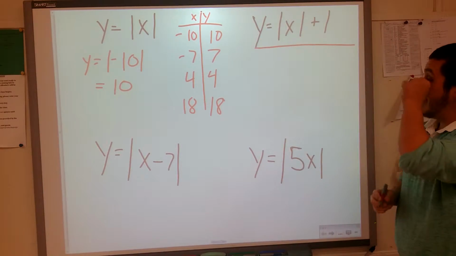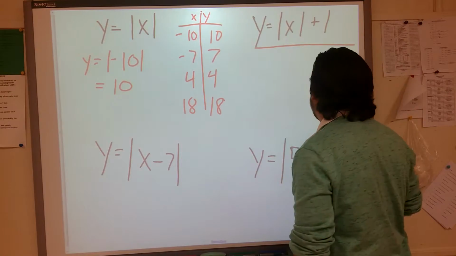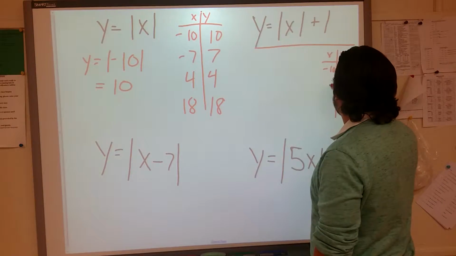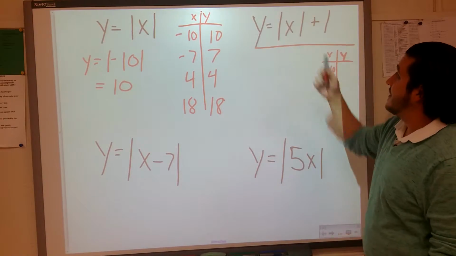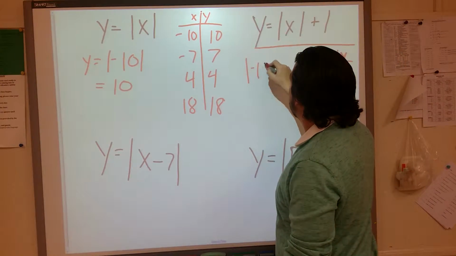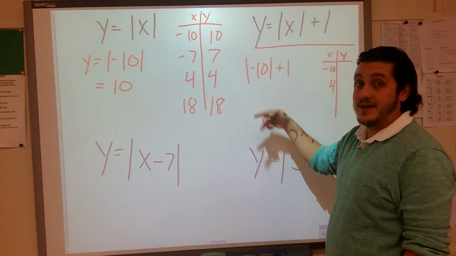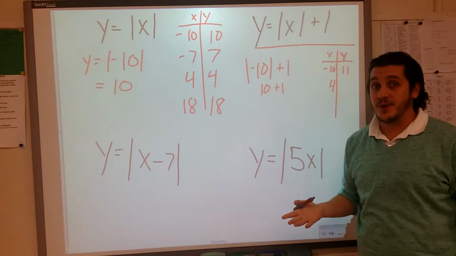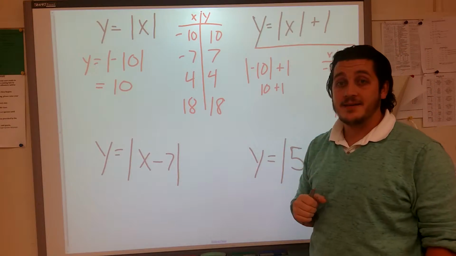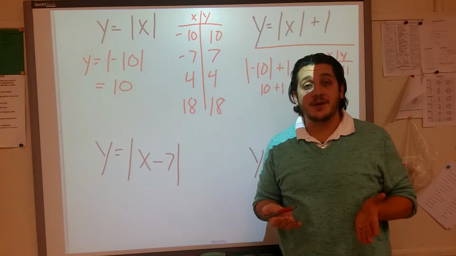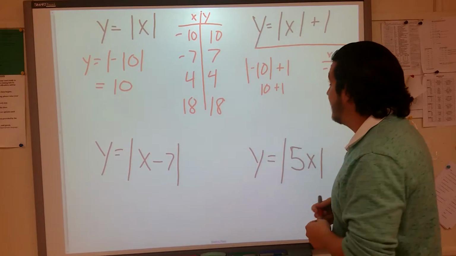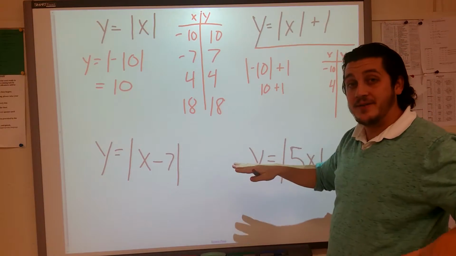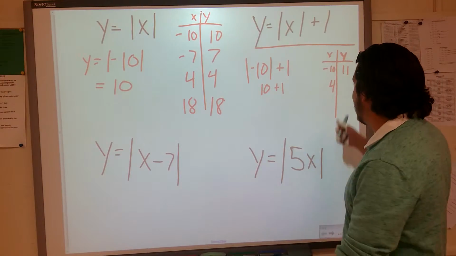So y equals the absolute value of x plus 1. If we were plugging in negative 10 here, and we'll plug in 4 as well. So the absolute value of x plus 1, the absolute value of negative 10 is 10, and 10 plus 1 is 11. So 11 will be our point. The 1 is on the outside. So after you do everything inside the absolute value function, then you solve everything outside. So the absolute value of negative 10 is 10. We change that. Absolute value is done. Now it's just 10 plus 1. Easy peasy. Alright.